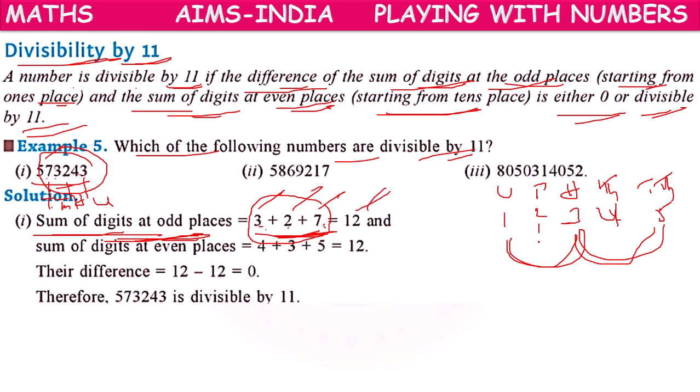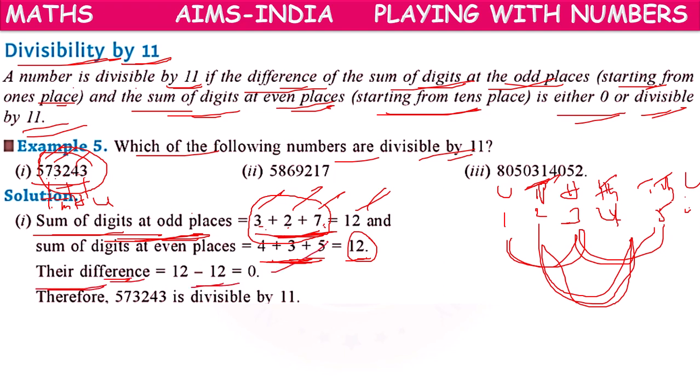And even places means second place, fourth place, starting from the tens place, thousands place, next the lakhs place, like that. If we do their sum: tens place 4, thousands place 3, lakhs place 5, like that we have to add them. Their sum is 12. After taking the sum of both odd places and even places, now we have to take their difference. 12 minus 12 is 0.